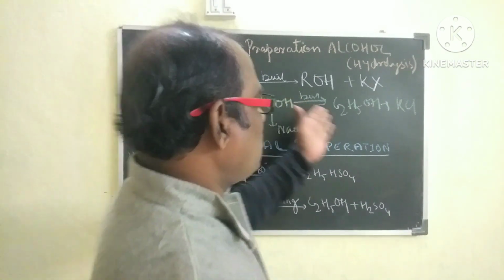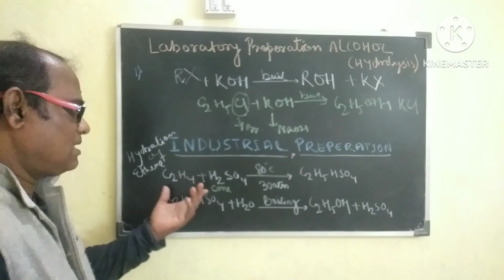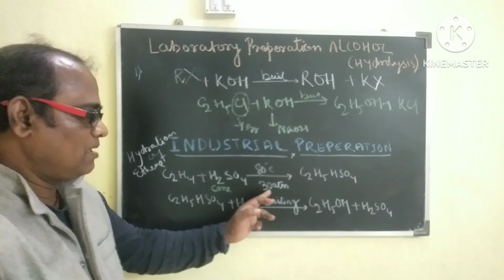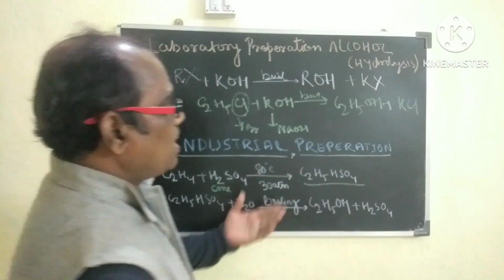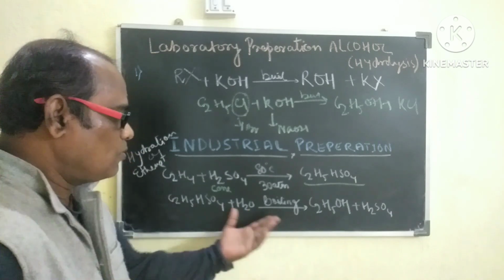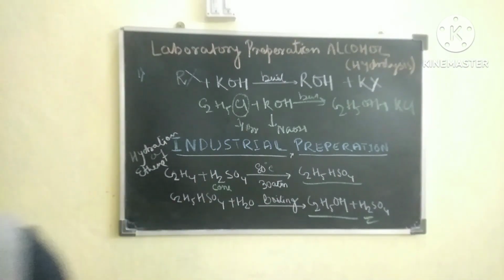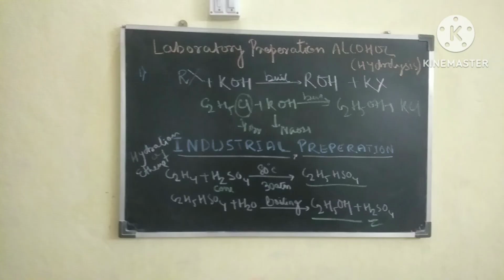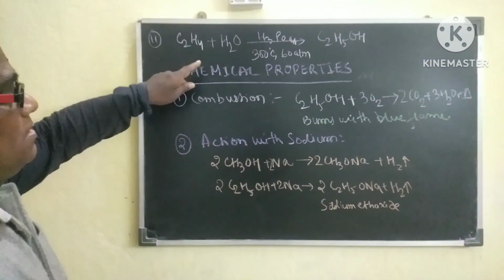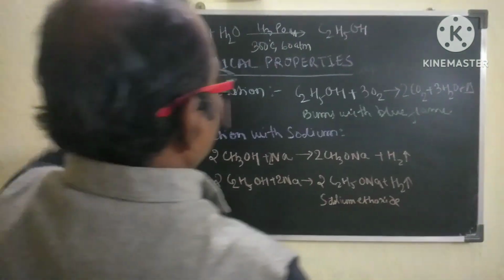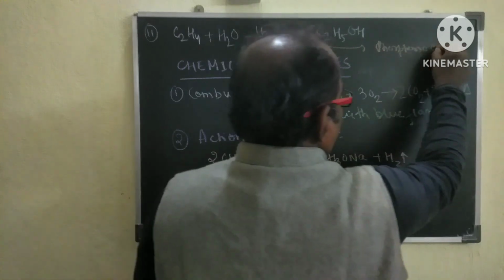Now, industrially, we can also prepare alcohol by the hydration of ethene. When ethene is reacted with concentrated H2SO4 at 80 degrees Celsius, keeping 30 atmospheric pressure, we get ethyl hydrogen sulfate. This ethyl hydrogen sulfate on hydrolysis with hot boiling water gives ethyl alcohol by the process of industrial preparation. Ethanol is also prepared when ethene is heated with water in the presence of a catalyst, that is phosphoric acid. Phosphoric acid is used as catalyst.